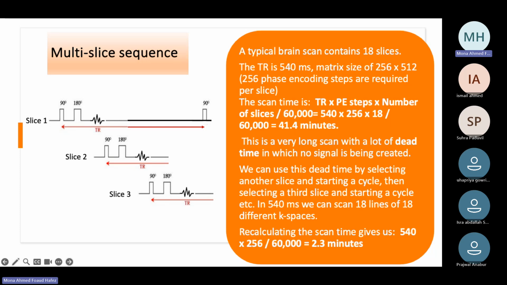So by the end, we need 256 phase encoding steps required per slice. So the scan time is TR, which is 540, times phase encoding steps, 256, times number of slices, divided by 60,000 to make it in minutes rather than in milliseconds. So the net time needed is 41.4 minutes per slice, per one slice.